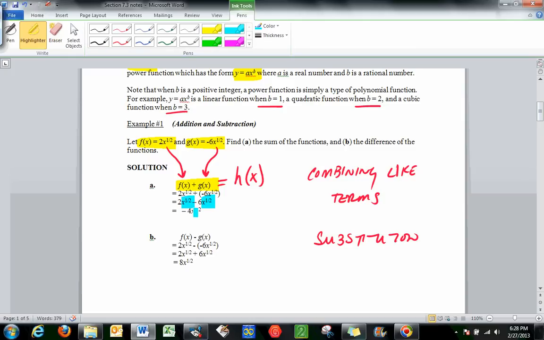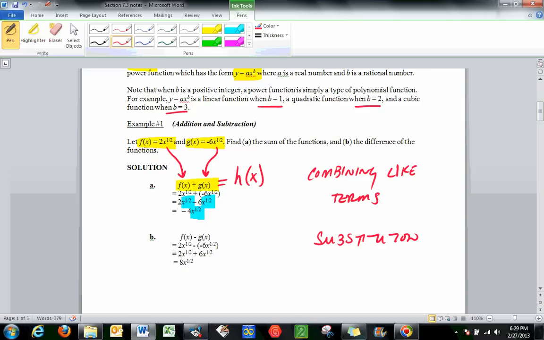And you can see that the like term carries down to the final answer. So -4x to the 1/2 power is simplified. Now, there's no need at this point to rewrite that as a radical and go any farther. So we're just really focusing on combining the two given functions through addition or subtraction.